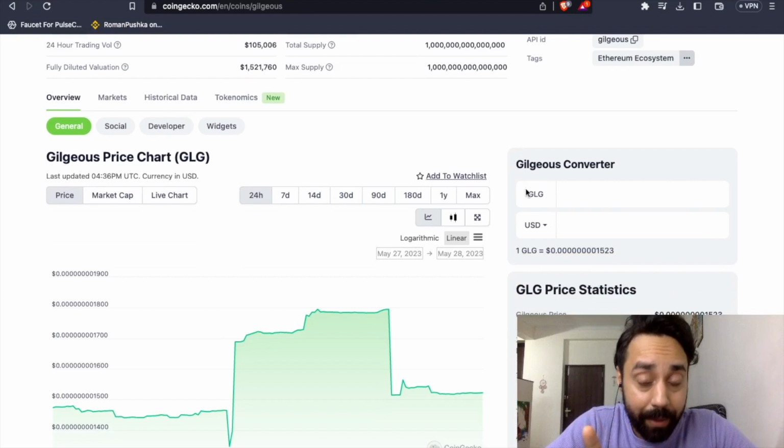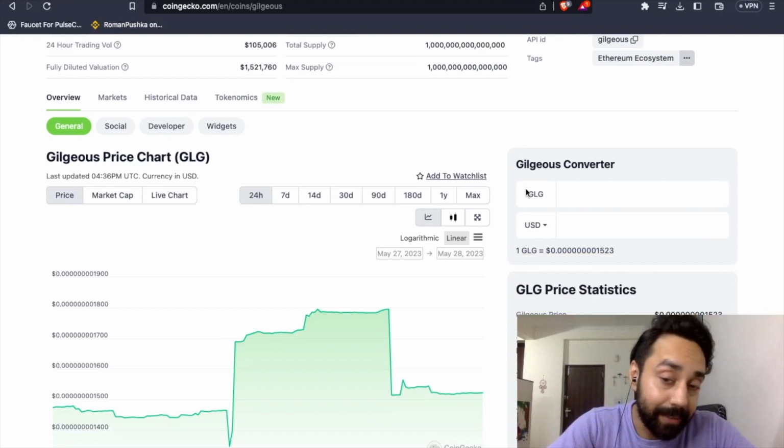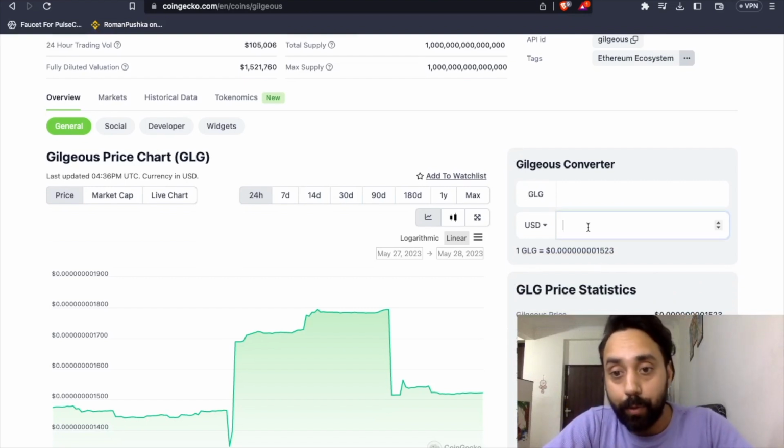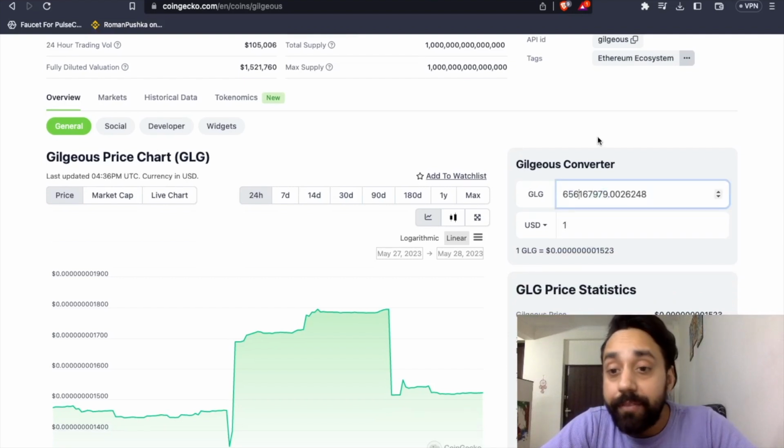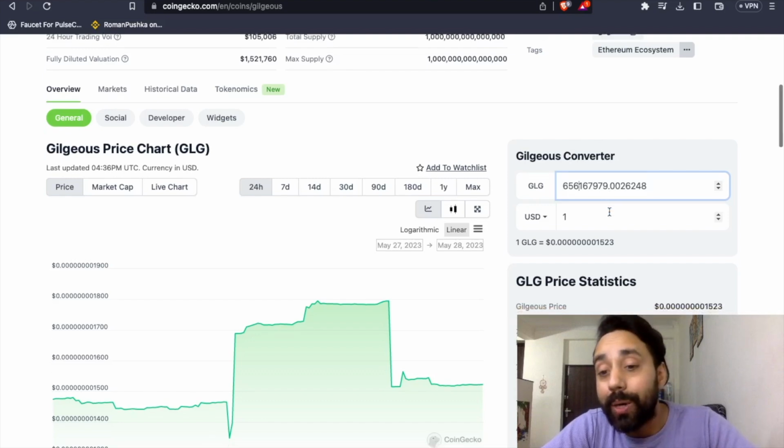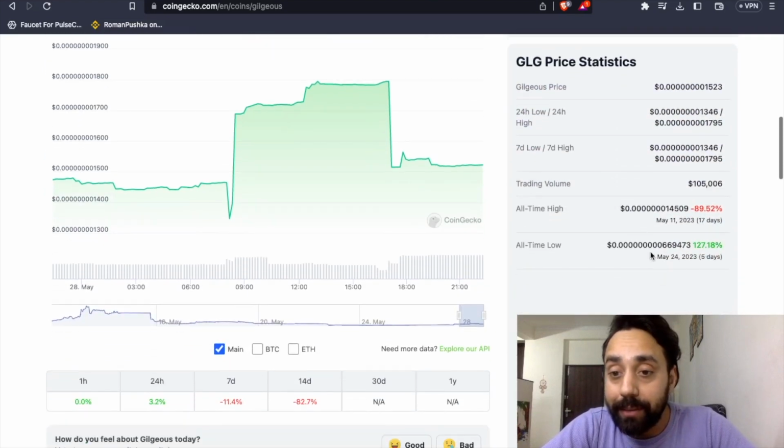So here is the time. This is an indication that you can get in at this moment. So $1 can fetch you around 656 million tokens. So that is a huge steal. You can see the lowest and highest.